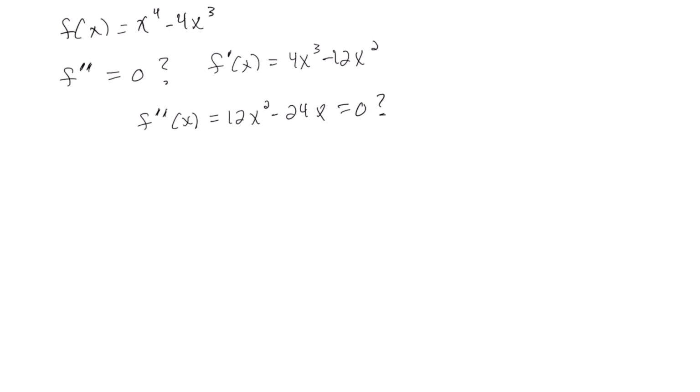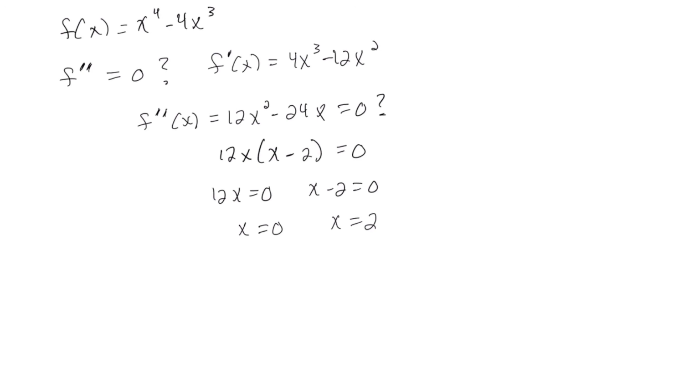So let's do a little bit of factoring here. I can take out a 12 and an x. I'm left with x minus 2 equal to 0. We can see setting 12x equal to 0 and x minus 2 equal to 0, we're going to get x equals 0 and x equals 2. So again, these are values where my second derivative is equal to 0. These are possible inflection points. What I need to do is test.